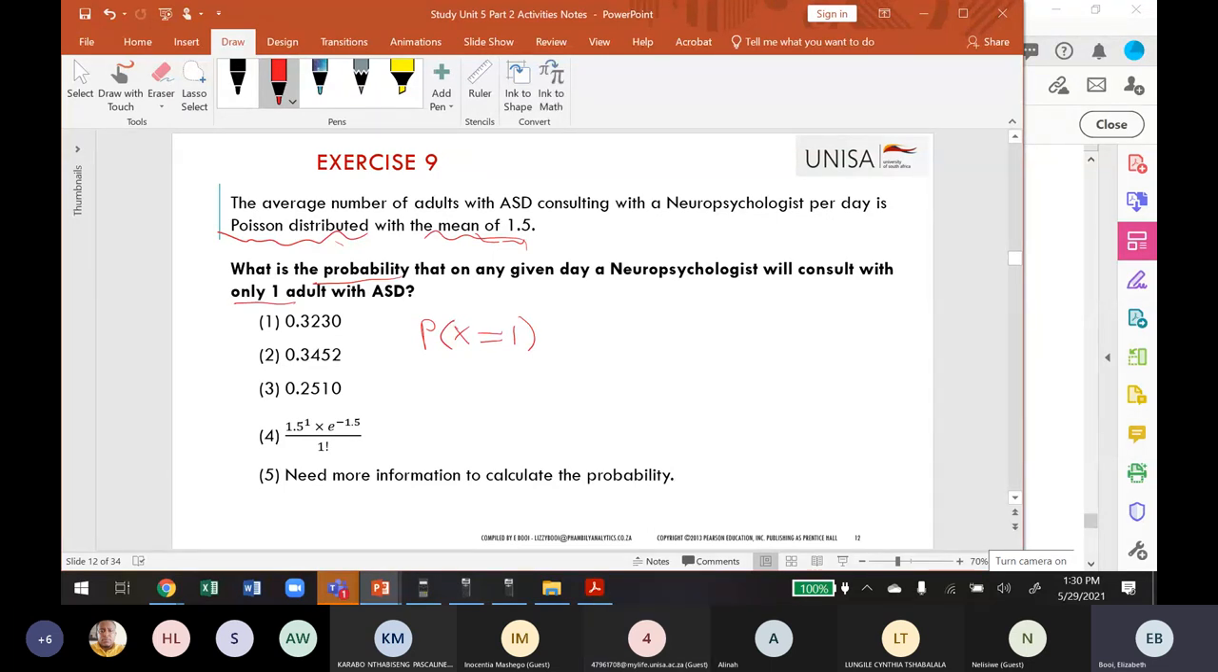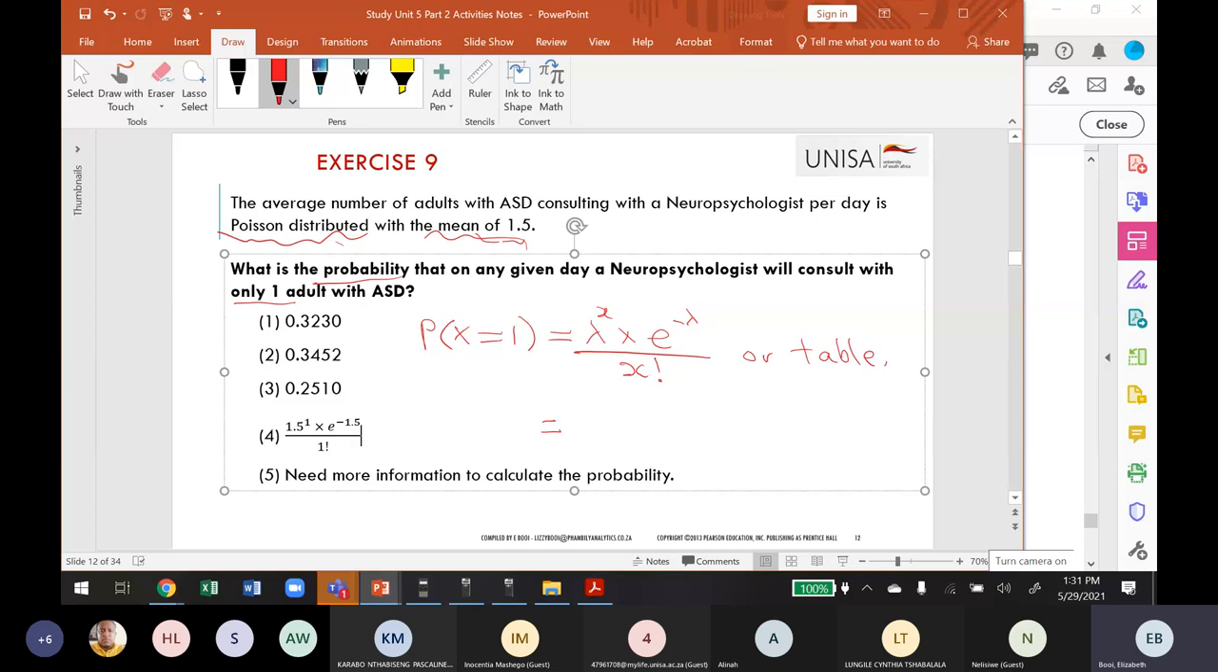So we calculate the probability that X is equal to 1, and you can use the formula, which is lambda to the power X times e to the power minus lambda divided by X factorial, or we can use a table. So I'm going to use the calculations. You go and find the value on the table and tell me if it's any of those. I will complete the formula in the meantime. No, I'm not going to complete the formula in the meantime. Let's go find the probability on the table.